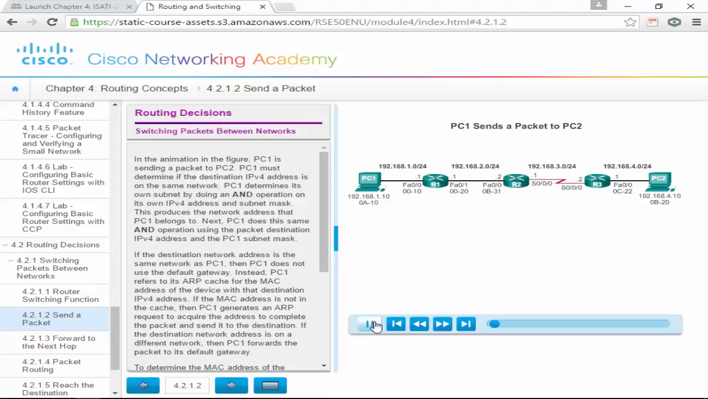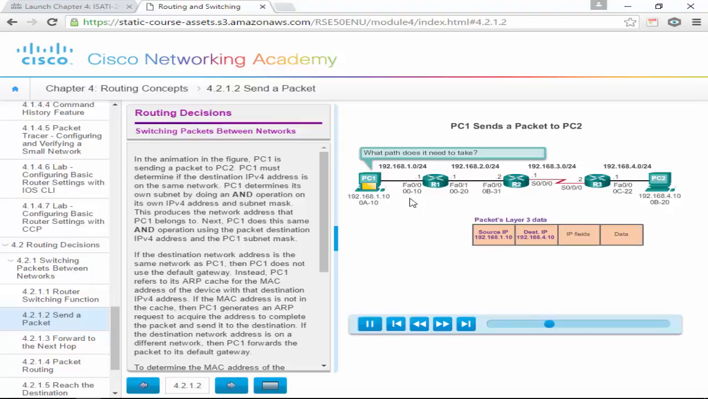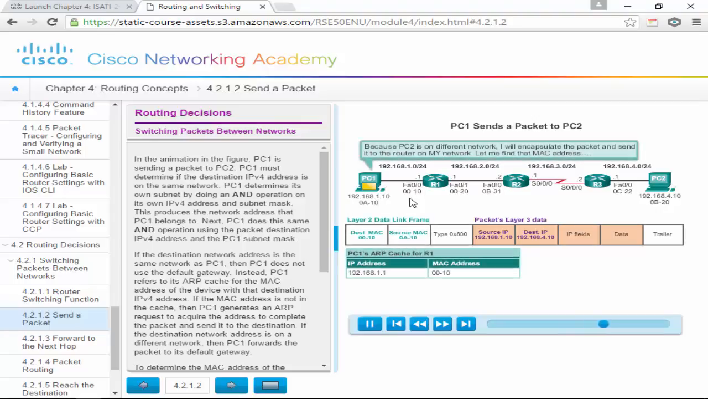We've talked about, hopefully we've talked about the AND operation. That's where it says, hey, ANDing is looking at that subnet. Is it in my network or is it somewhere else? And so it's either sending it to the default gateway or just fast switching it within its local LAN, right?